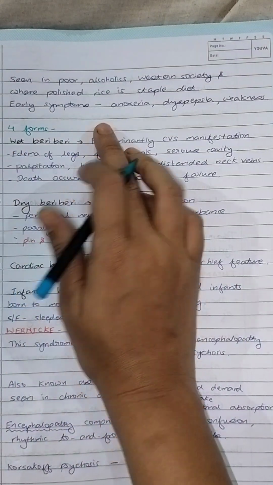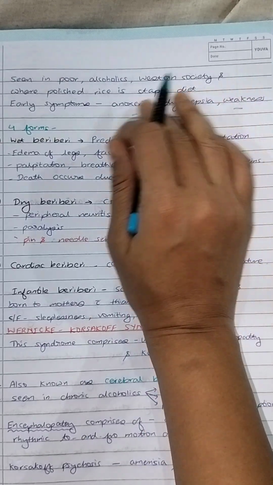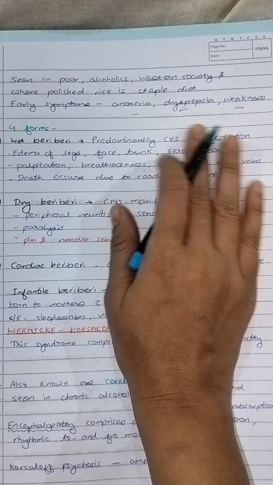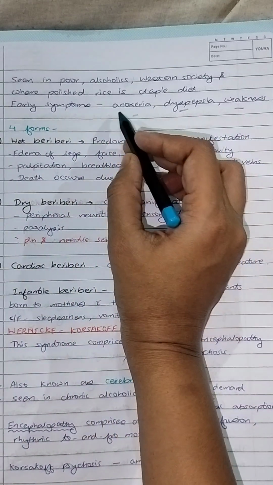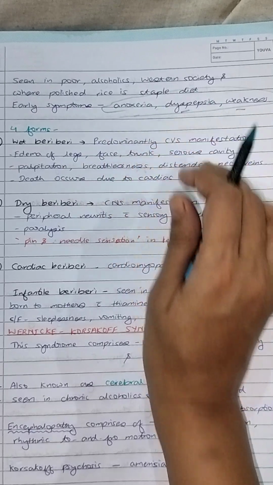The early symptoms are usually anorexia, dyspepsia, and weakness. These are vague symptoms, so no one will think of vitamin B1 deficiency. These are very vague complaints that the patient usually presents with.